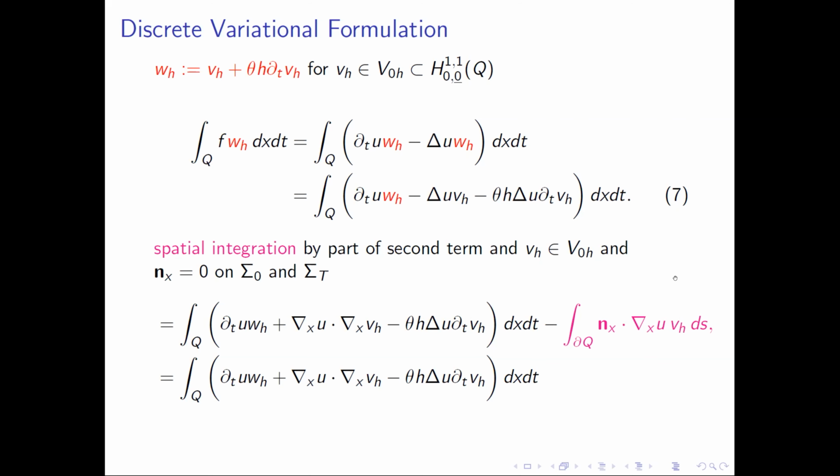And then I use the idea that the normal derivative in space, the unit derivative in space, on the initial and then on the final time are all 0. And because my test function is coming from a V0H space, all the other boundary terms go to 0. So this whole part goes to 0.